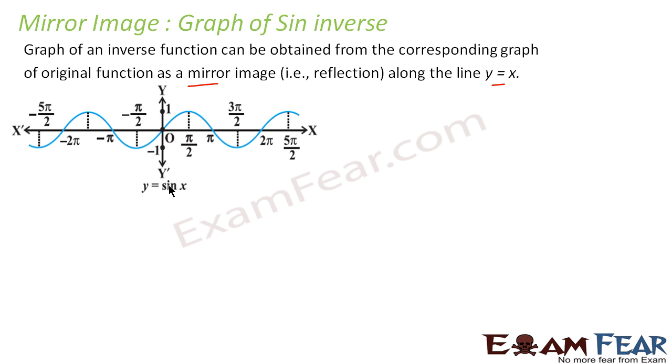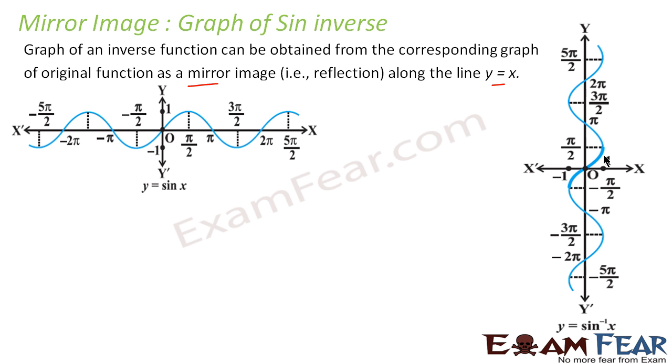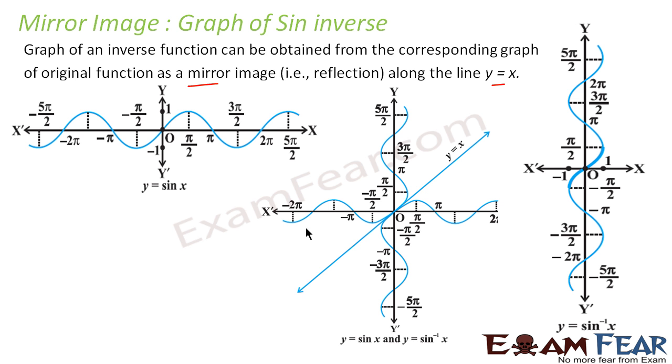So this is my original graph, y is equal to sine x. To find y is equal to sine inverse x, you just have to draw this y is equal to x line and just get the mirror. If you get the mirror of this along this line, what you will get is this graph, and this is nothing but the y is equal to sine inverse graph. So this is what we observe, that the sine inverse graph is nothing but the mirror image of the sine graph along the line y is equal to x. So that is all about the sine function.